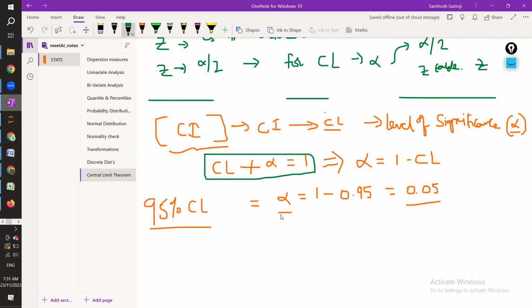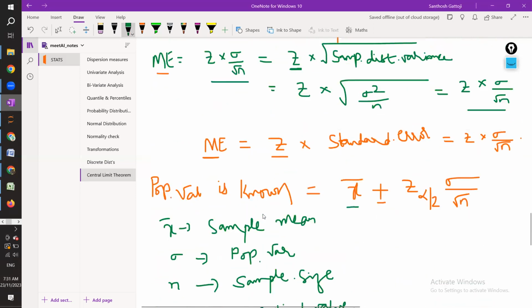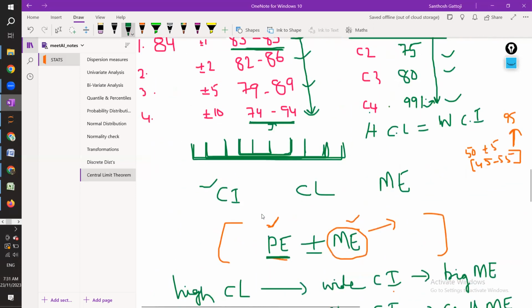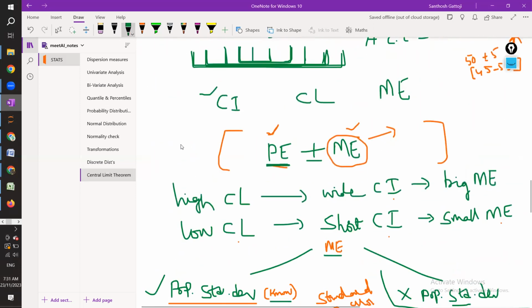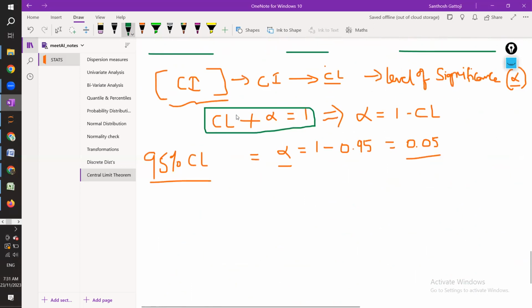Now the whole concept here is, from the start of this class, we are trying to find out one thing that is called the confidence interval. And what is the scope of the confidence interval? To capture the population mean. That is the idea of calculating the confidence interval. I am going to calculate the confidence interval, that's fine.